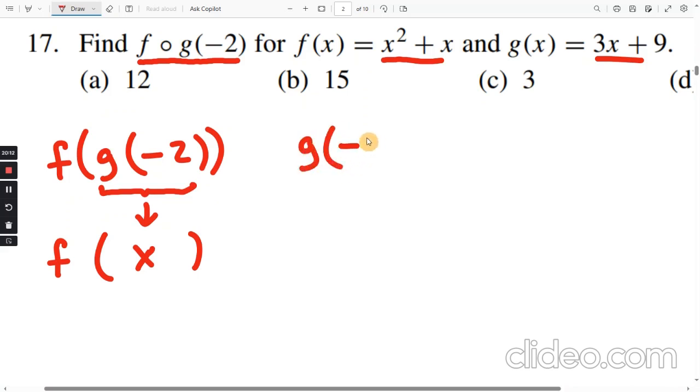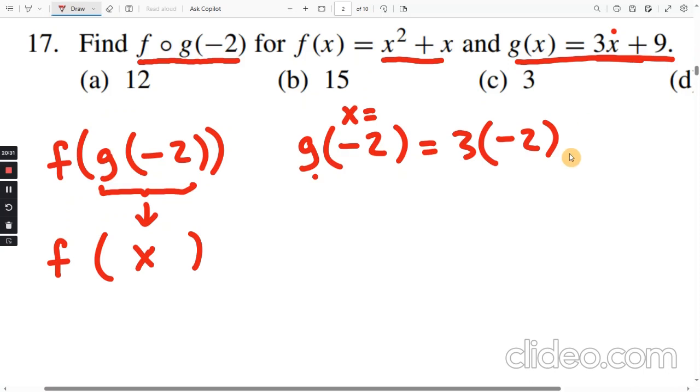If we do g of negative 2, that means we just take x equals negative 2 and plug it in the g function. The g function is this one right here, 3x plus 9. So we're just plugging in the negative 2 in place of x. That's going to be 3 times negative 2 plus 9. 3 times negative 2 is negative 6, plus 9 is positive 3. So g of negative 2 is 3.